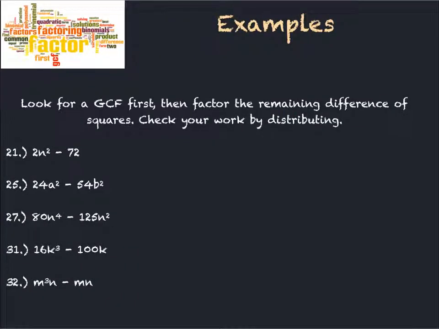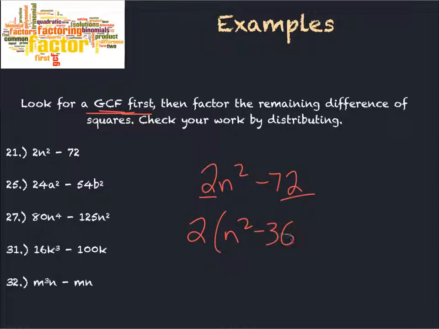I just want to look at one more example with you, which is this one right here, 2n squared minus 72. So here we would have to take a GCF out first. When you're doing this, your first step is always going to be to see if there's a GCF, regardless of what method you're using to factor. In this case there is a GCF between 2 and 72. You can take a 2 out, and if you factor out a 2, you'd be left with n squared minus 36. So always look for a GCF first.